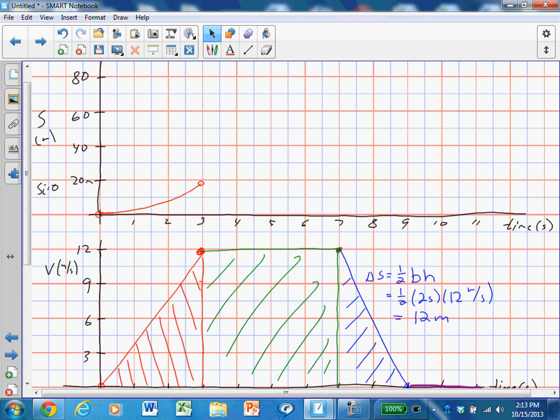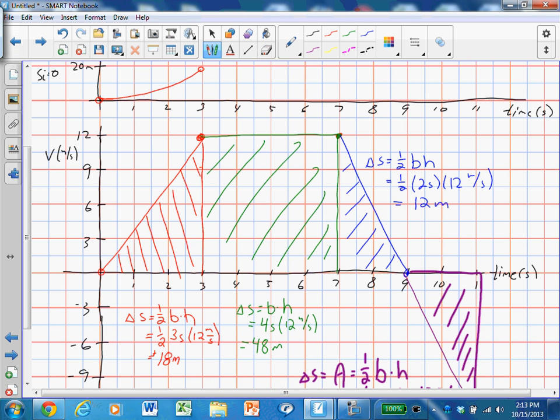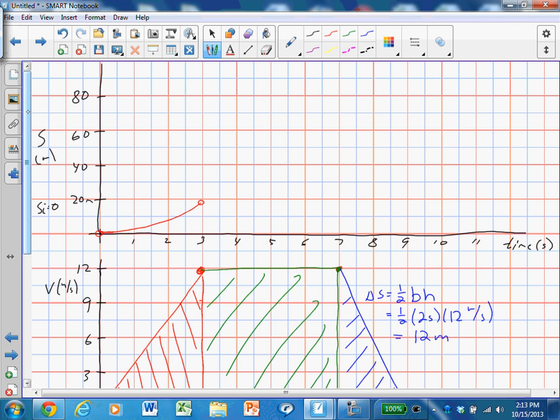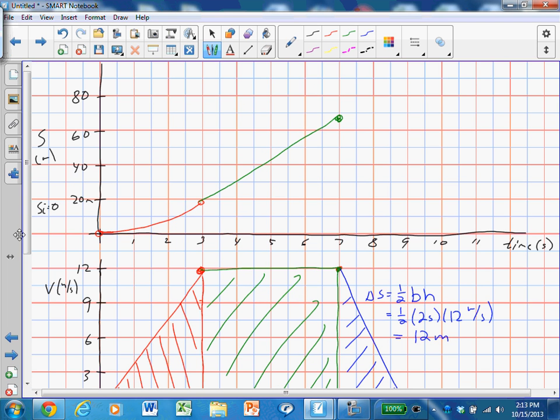Then the next one, I go up from 18, I go up 48. And 18 plus 48 is equal to 66. So I'll go up to 66 by 7 seconds, which will bring us up to about there. And now that one has a constant velocity, so that's a straight line to there. Okay? Now in the blue, I'm still going up, and I'm going to go up 12, so 66 plus 12, 78.